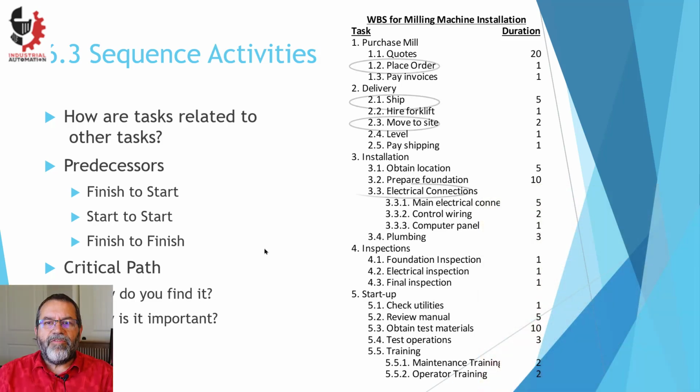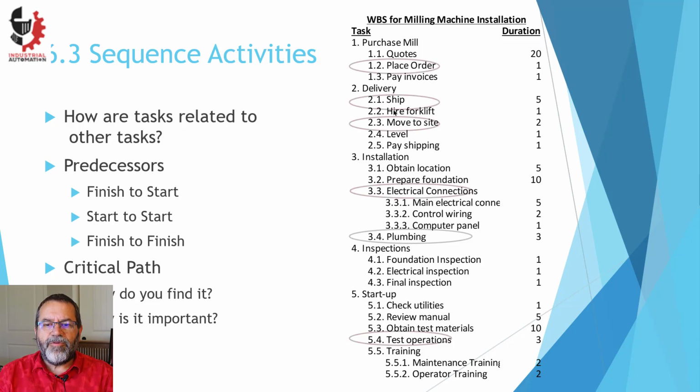Here's an example. The ones that are being circled, these are part of a sequence. Here we've got place order, ship, move to site, electrical connections, plumbing, and test operations. You notice that this sequence are all pieces of different task categories. A category is related topics, and then a sequence are things that happen before and after each other. So they're kind of similar, but kind of different.